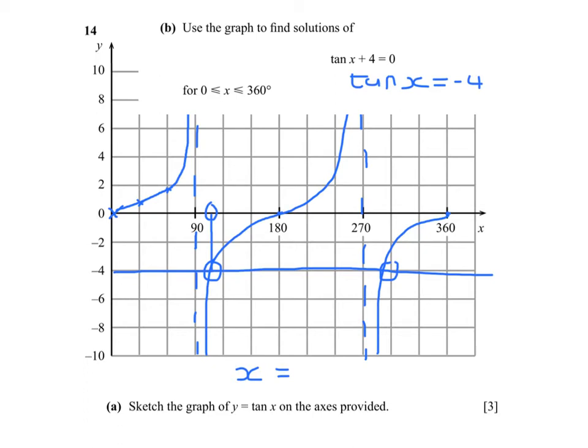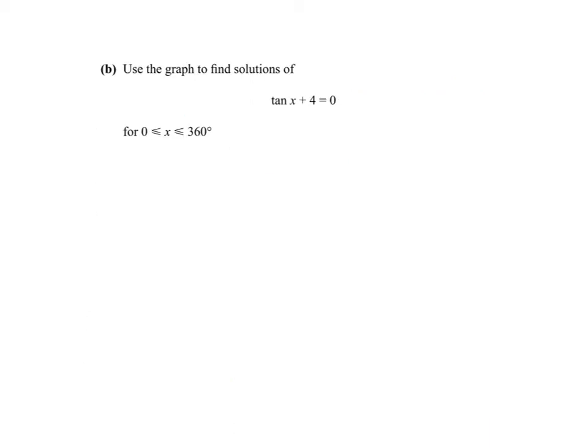each square is 30 degrees, so the next one along will be 120 degrees. That is approximately halfway between, so 105 degrees. If we add on then 15, that's 285 degrees.